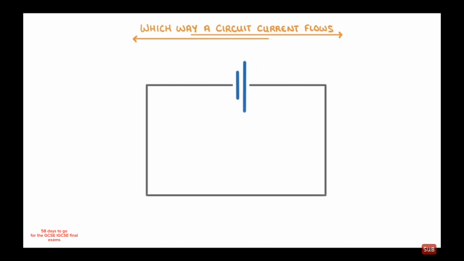The last thing we need to cover is which way around a circuit current flows. If you look at the cell on this circuit diagram, you can see that it has one longer line and one shorter line. The longer line in a cell or battery is always the positive terminal, whereas the shorter line is always a negative terminal.